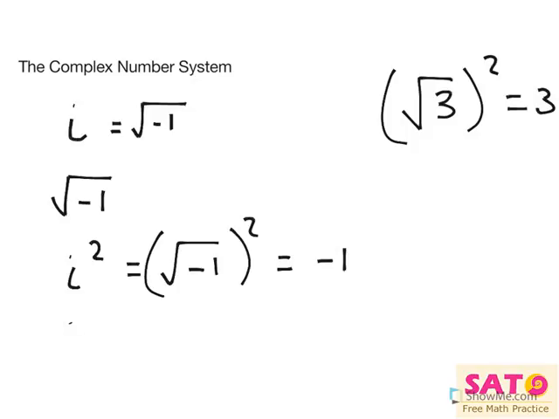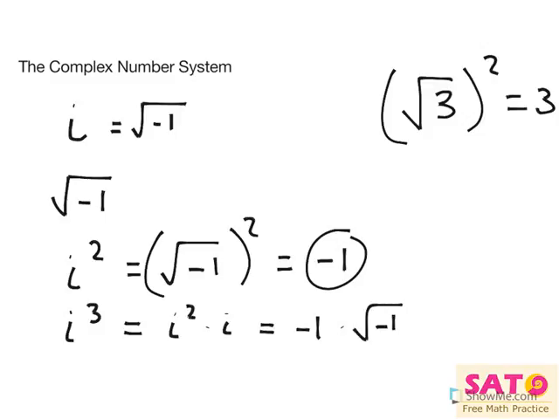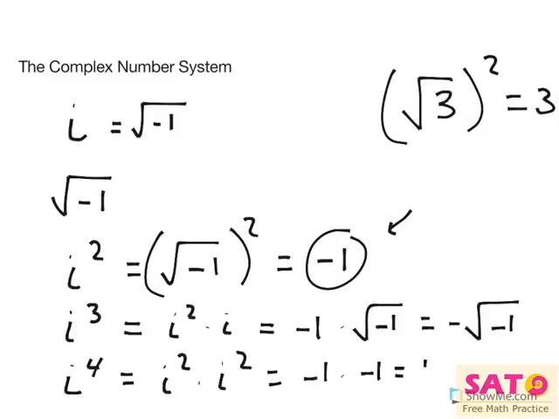The next thing you need to know is that i to the third power, which is also i squared times i, is -1, which is right here, times the square root of -1, which gets you negative square root of -1. If you're still catching up here, let's talk about one more, i to the fourth, which is i squared times i squared, which is right here, -1 times -1, which equals 1.